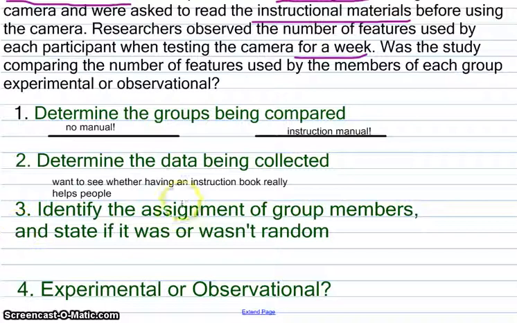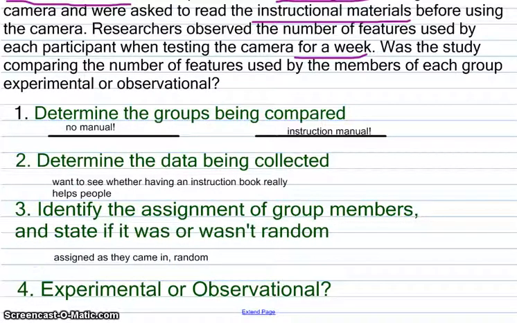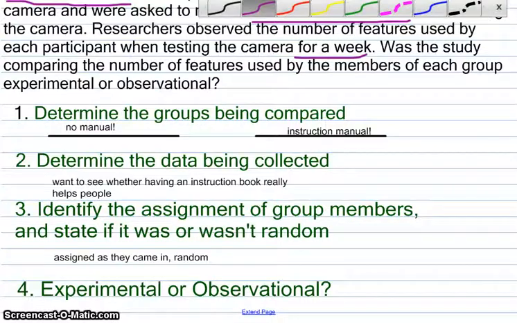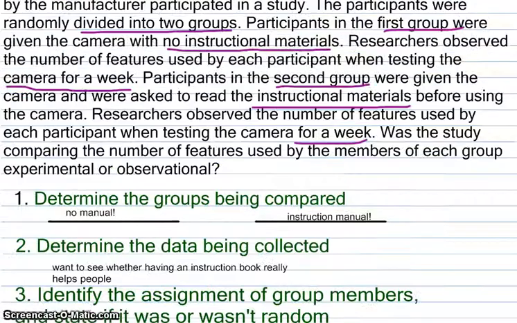Then third, it wants us to identify the assignment of group members and state if it was or wasn't random. So if you think about it, they were just assigned as they came in. Was not predetermined, so it was a random assignment. Then it asks us experimental or observational. Well, one group got a manual and one group didn't, so this is definitely an experimental survey. So at that point, I believe that wraps up our video. It does.